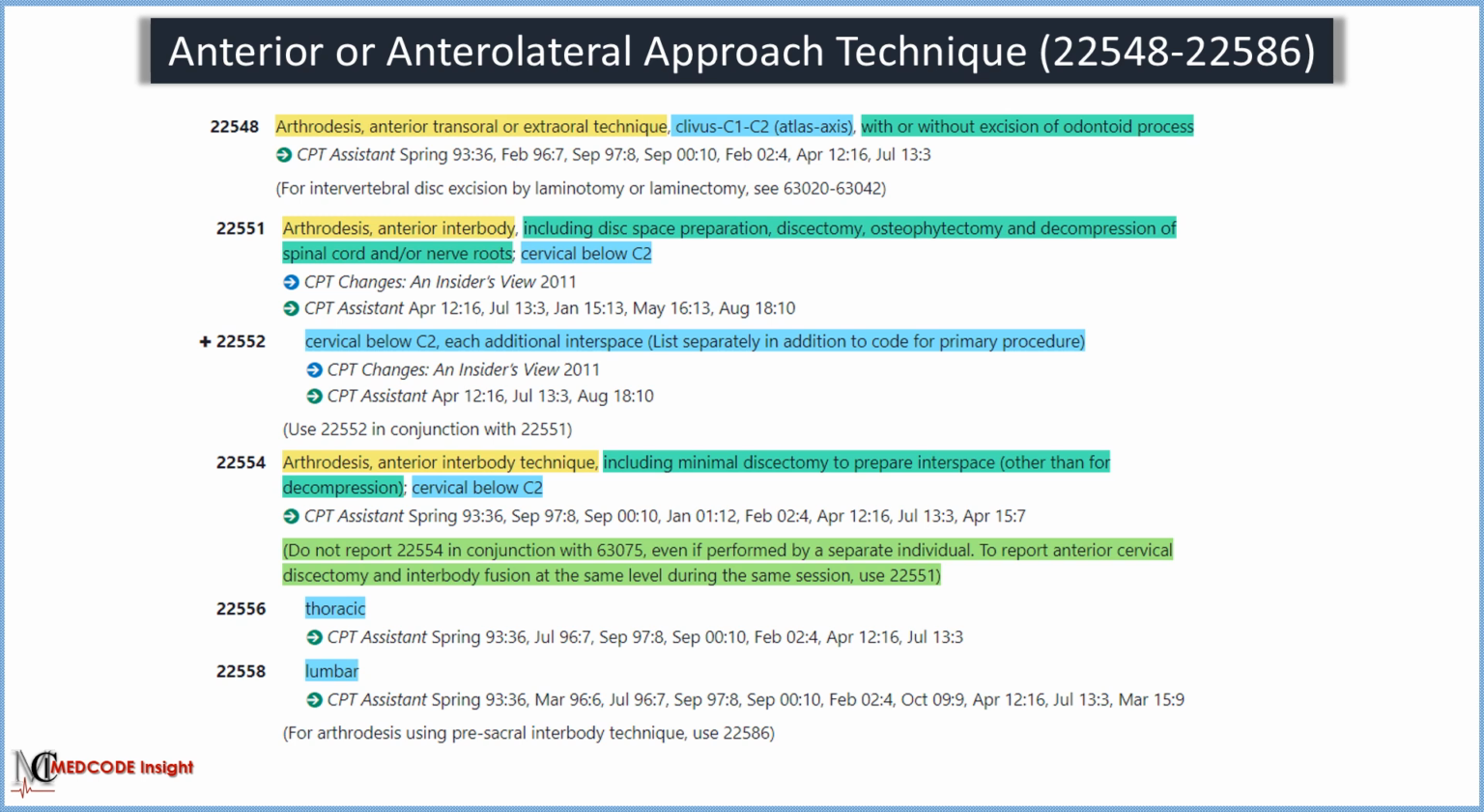An important guideline to note is that there is a single combined decompression or fusion code, 22551, at the same level during the same session. Don't use a separate standalone anterior cervical orthodesis code 22554 with a separate anterior cervical dissectomy or decompression code 63075 at the same spinal level. Use the combined decompression or orthodesis code 22551 instead.